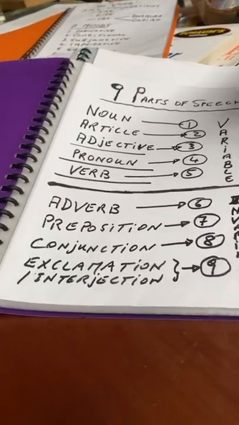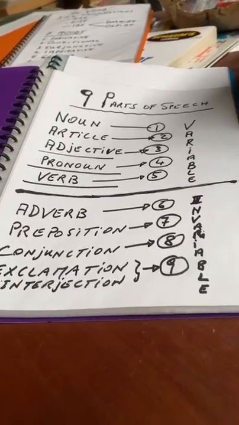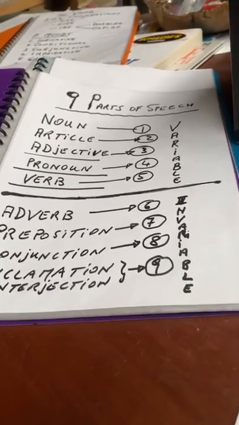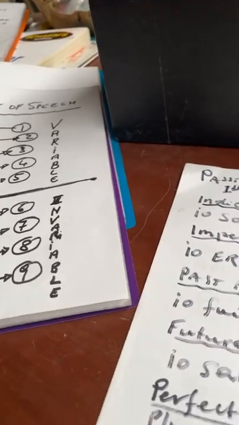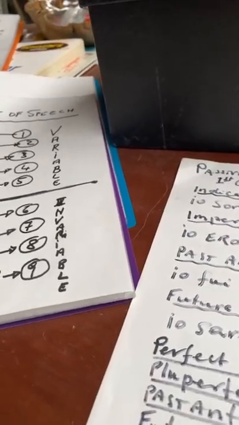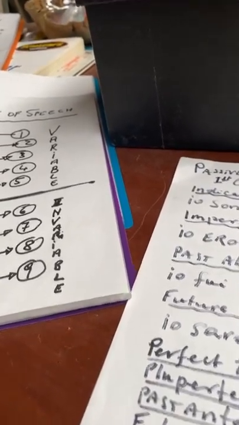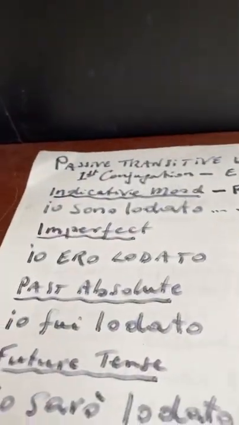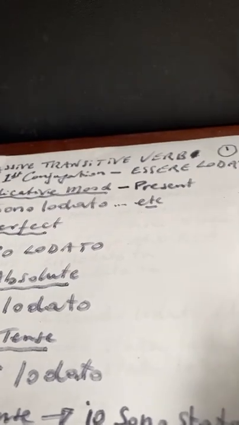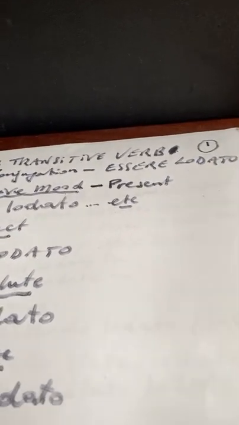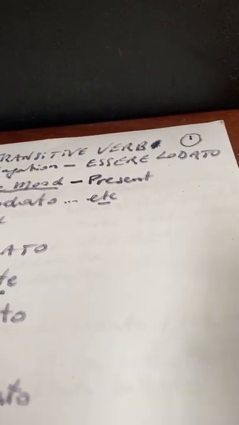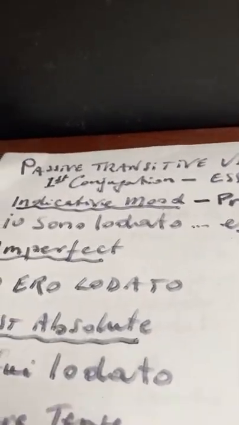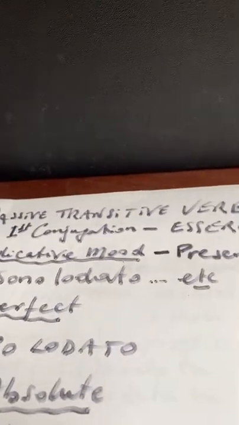How does language work? So today, it's 11:31, I'm going to do the transitive verb and intransitive, and I'm going to start right now. Okay? We're going to start with lodare. Lodare means to praise. So essere lodato is the infinitive of this passive transitive verb.